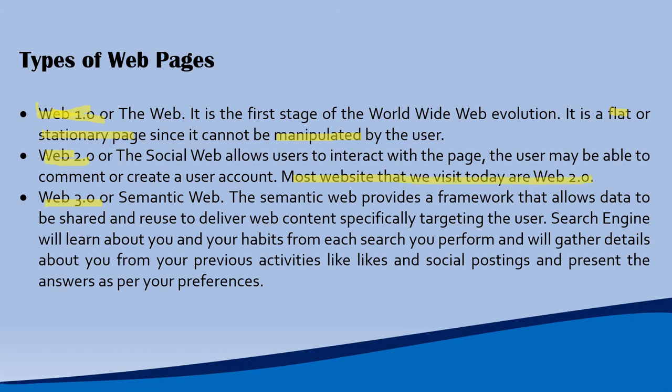Now let's move on to Web 3.0 or the semantic web. The semantic web provides a framework that allows data to be shared and reused to deliver web content specifically targeting the user. The search engine will learn about you and your habits. From each search you perform, it will gather details about you from your previous activities like likes and social postings and present the answers as per your preferences. So those are the types of web pages.